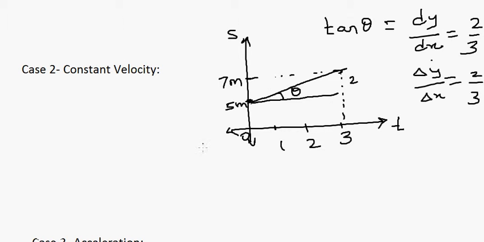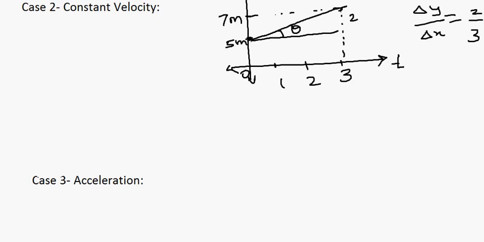So that's for constant velocity. Our third and final case is acceleration. If there is acceleration, let's again draw the two axes.